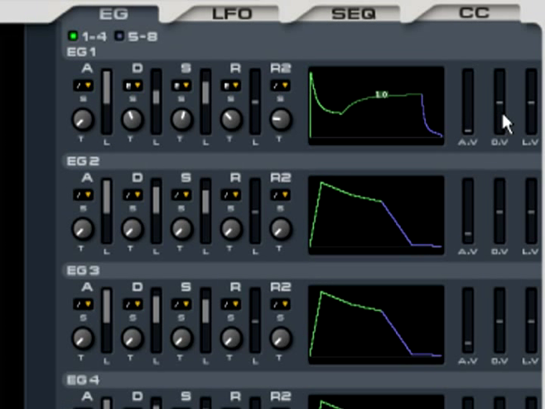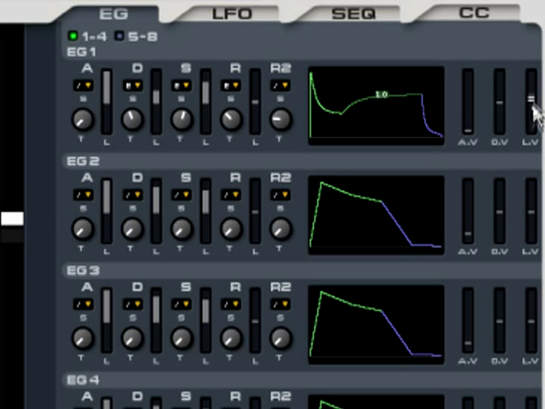The same thing is true with the decay velocity sensitivity here, that if we have this as a higher value, the harder you hit, the longer the decay. So short, long. And you can also invert that with a negative value. Then you get the harder you hit, the shorter the decay time.